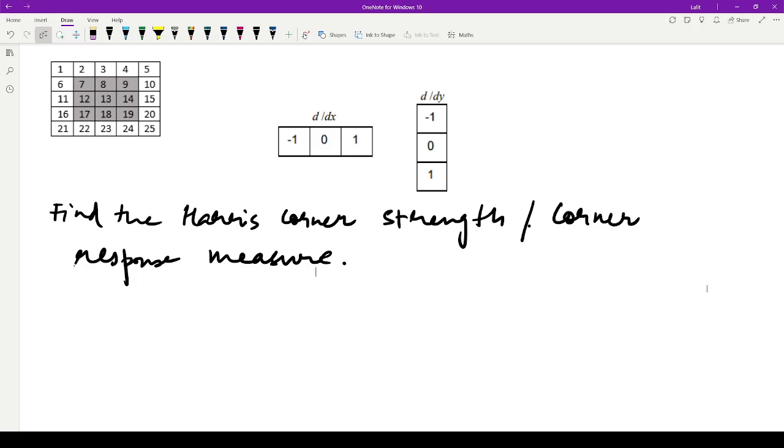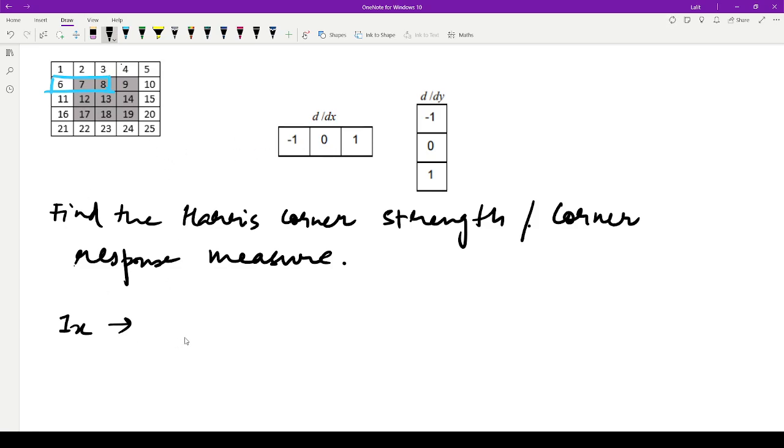Obtain the matrix M. For that you need Ix and Iy. Ix is the gradient along the direction x. So how to get that? I'll place this specific thing, the kernel, in this direction and then check what the output is.